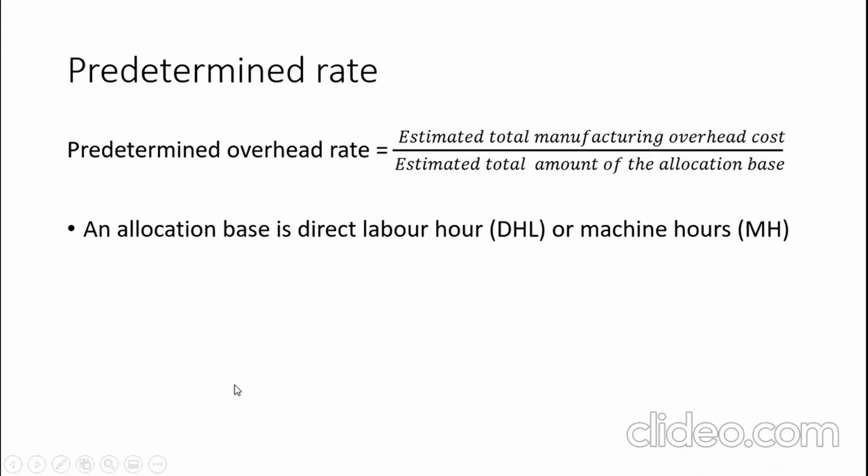The next slide is how to calculate the predetermined rate. The predetermined overhead rate can be calculated by dividing the estimated total manufacturing overhead cost over the total amount of the allocation base. The allocation base is basically direct labor hours or machine hours. That's all for me. Thank you.